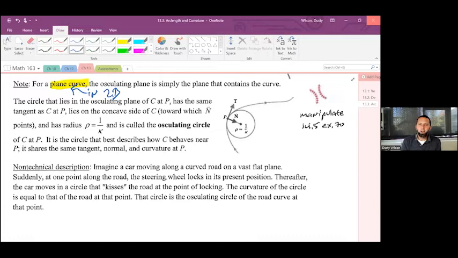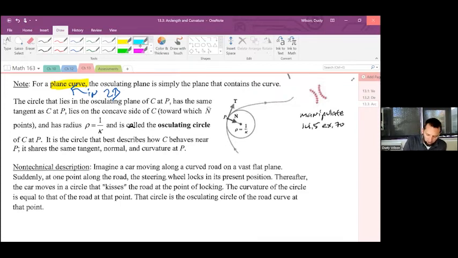The circle that lies in the osculating plane of C at P has the same tangent as C at P and lies on the concave side of C, towards which N points, and has a radius of rho equals 1 over kappa. And it is called, that's a typo, it should say it is called the osculating circle of C at P. It is the circle that best describes how C behaves near P. It shares the same tangent, normal, and curvature at P.